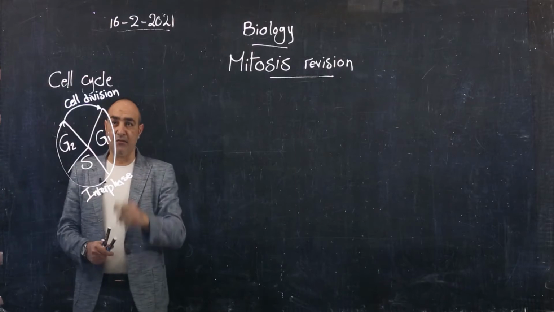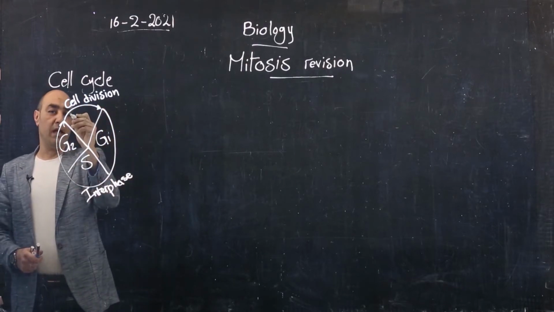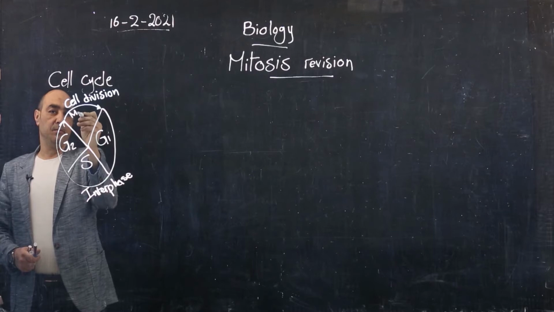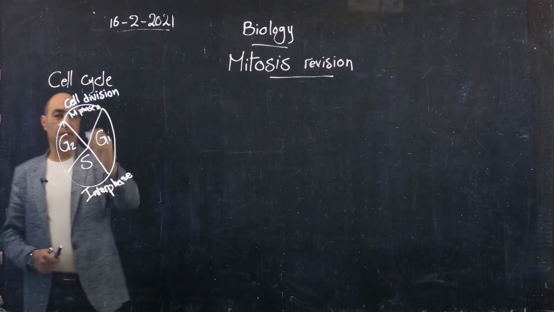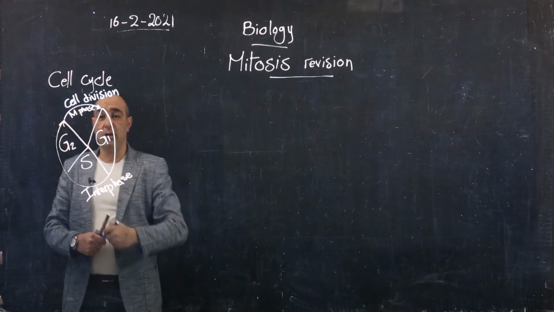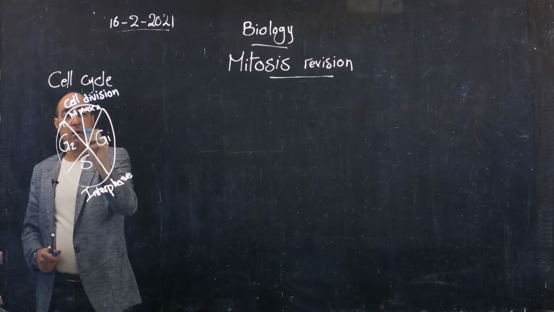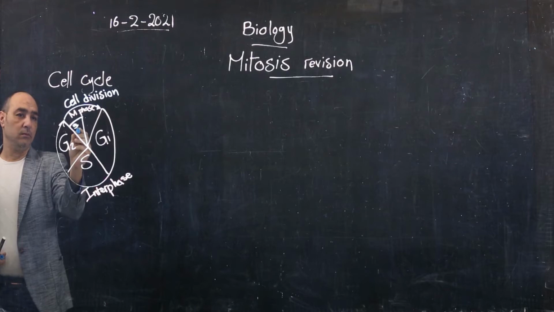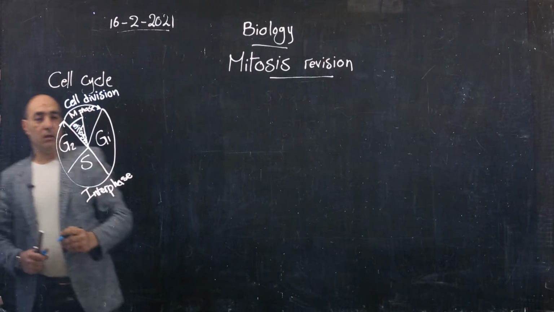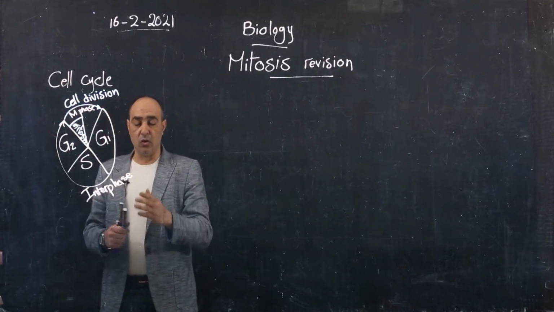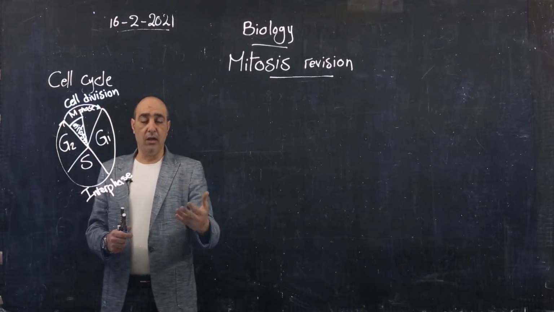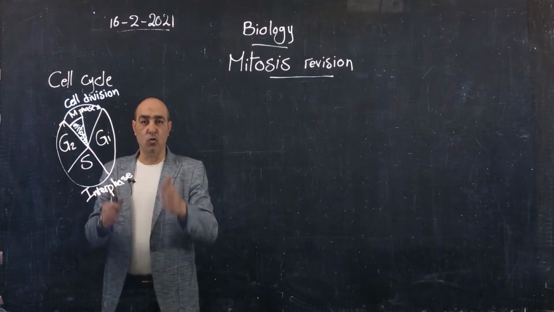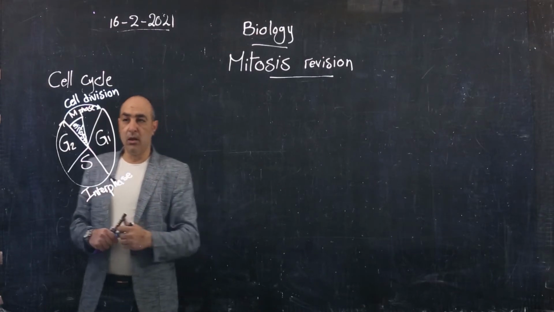And as we said, the cell division is called the M phase. This M phase is divided into 2 parts. The mitosis, which is the dividing and copying of the chromosomes and making 2 complete sets of chromosomes.